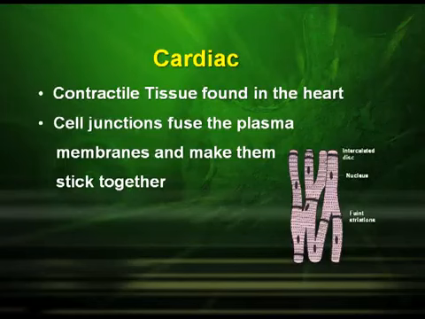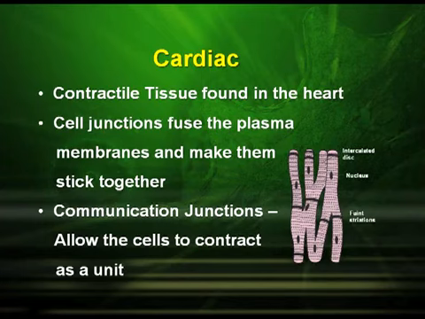The cardiac tissues are the contractile tissues which are found in the heart. Here the cell junctions fuse the plasma membranes and make them stick together. They have communication joints which allow the cells to contract as a unit.